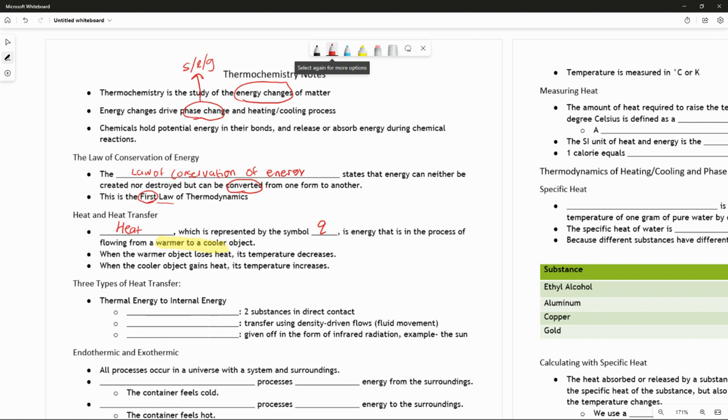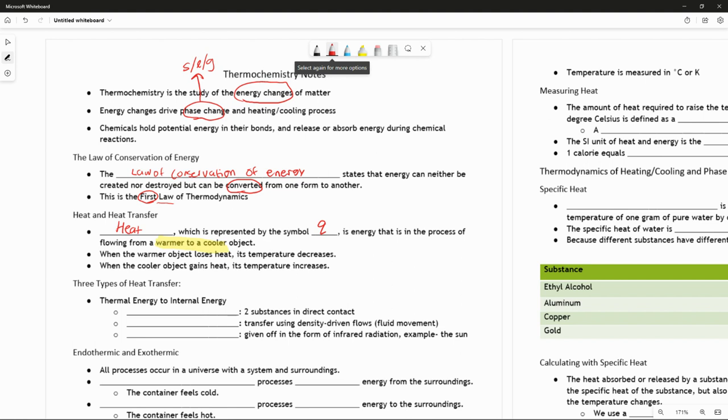So think of a microwavable dish in the freezer. You put it straight from the freezer into the microwave, the object is cold. When it gains heat from the microwave, its temperature increases. Vice versa, if you leave a hot pot out and it loses heat, its temperature will decrease.